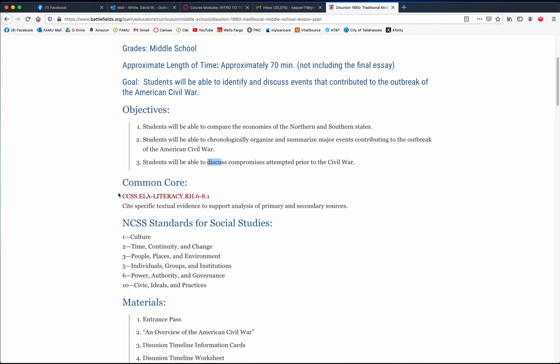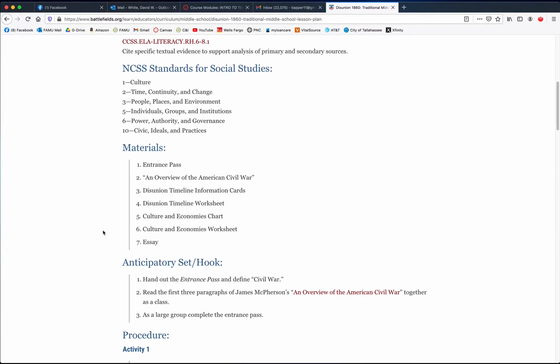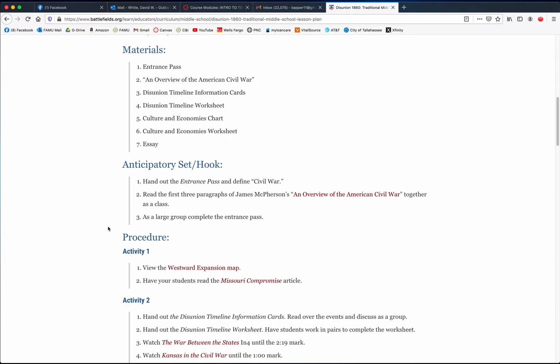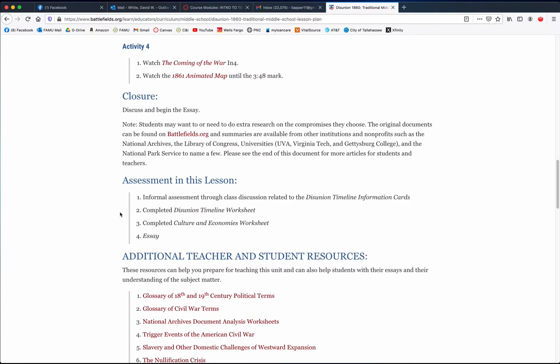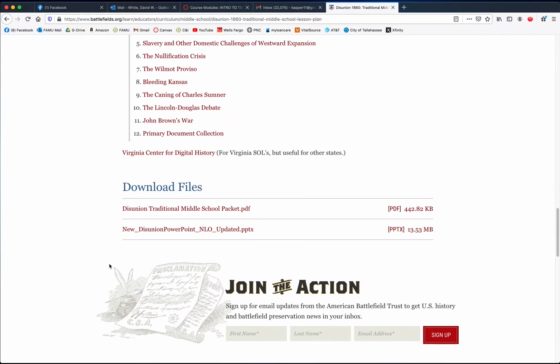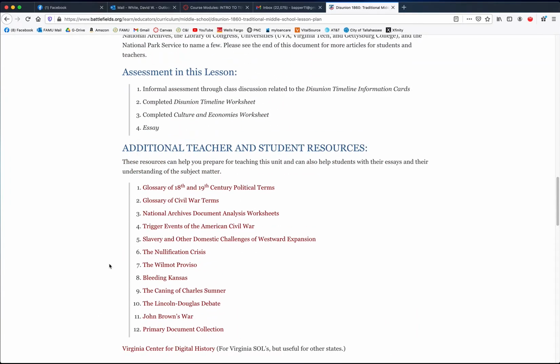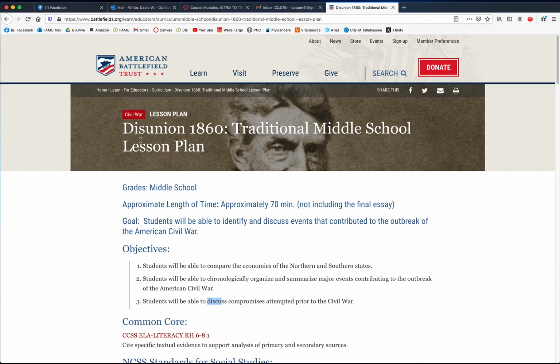One of the other things you should try to find is an introduction to the lesson. Okay, it's got standards, Common Core. It's got materials, which is fine. The hook, anticipatory set, hook, and the procedures and activities and so forth, and then a closure. Assessments, all kinds of resources and so forth. So there are things there that you can use. You could certainly use something like this. It's not a problem. But I want you to try to find something that has an introduction as well. So let's take a look at something else.